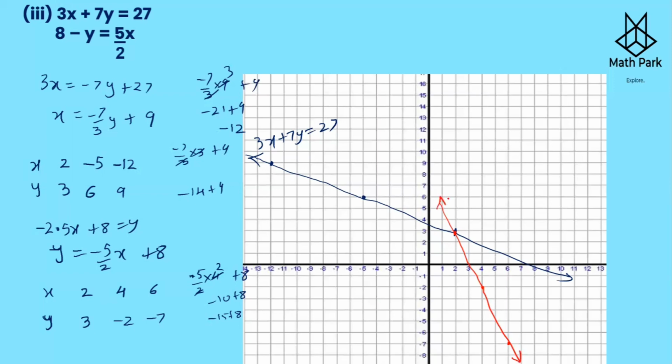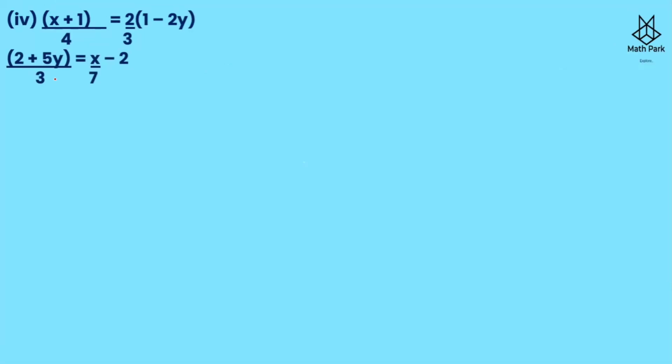This is the line. Which is the line? It is 8 minus y is equal to 5 by 2x. And where do they meet? They meet at the point 2, comma 3. So our solution is x is equal to 2, y is equal to 3. Got it? Now let's start with the question number 4 of the second part.